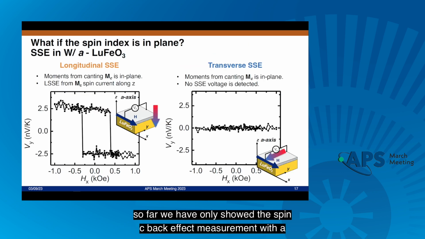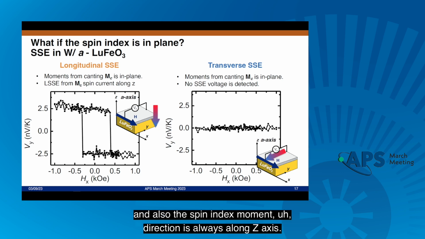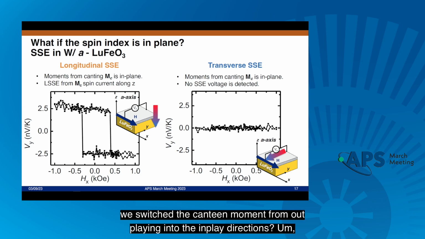All right, so far, we have only shown the spin Seebeck effect measurement with a C-oriented crystal. So the canting moment is always along the z-axis, and also the spin index moment direction is always along the z-axis. What if the spin index is in plane? What if we switch the canting moment from out of plane to the in-plane direction?